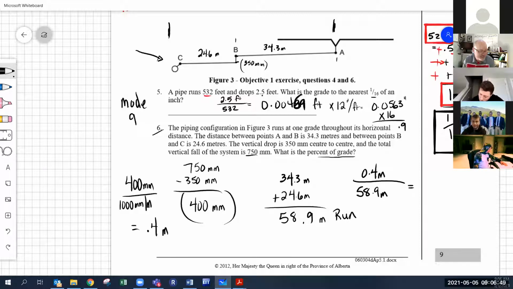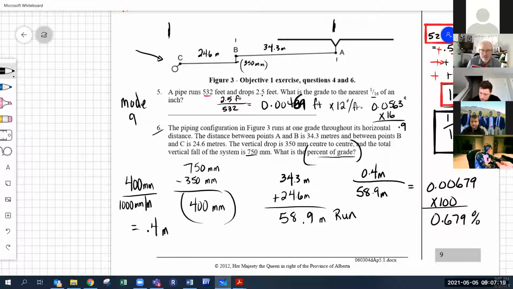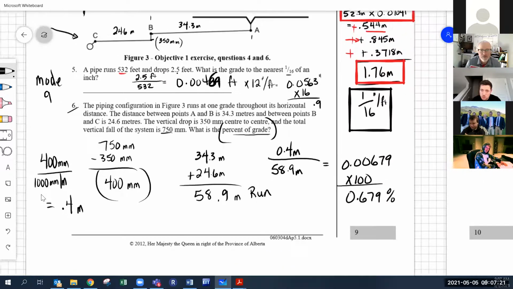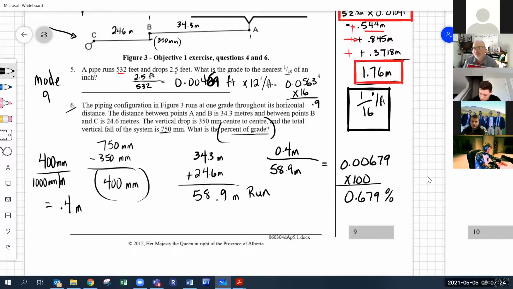And then I can get that grade. So 0.4 divided by 58.9. And that equals 0.00679. Now I have to multiply it by 100 because they want this as a percent. And that comes out to 0.679% is my grade.